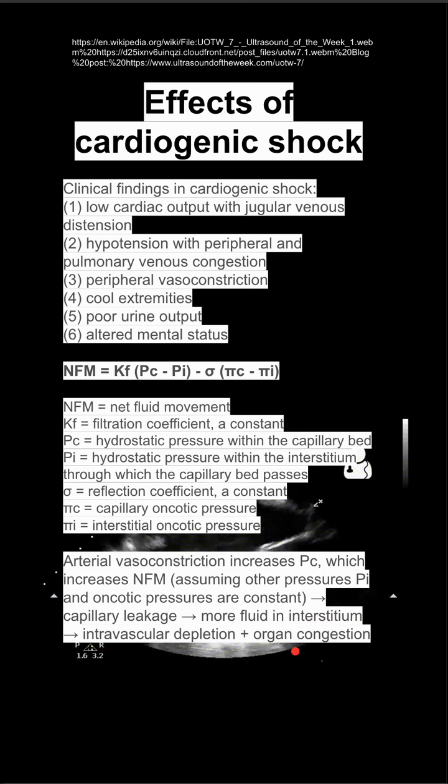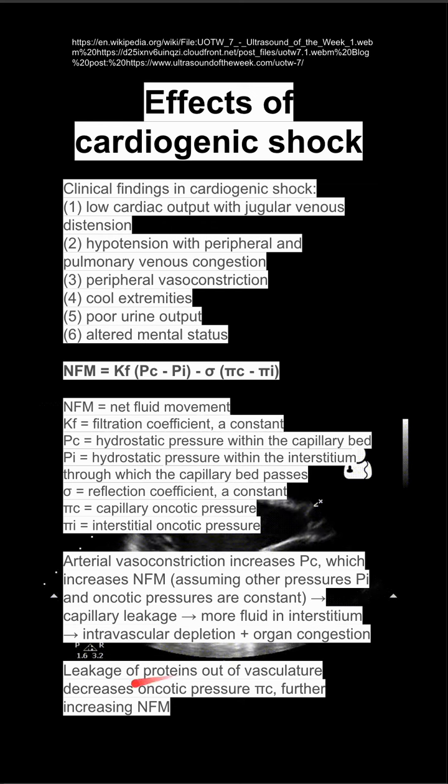When you have intravascular depletion and things are leaking into the interstitial space, you'll have leakage of proteins out of the vasculature, and that can decrease your oncotic pressure, which will further increase your net fluid movement out of the vasculature into the organs.